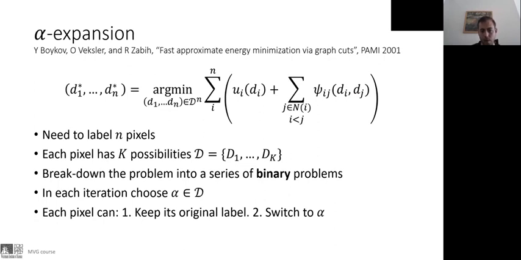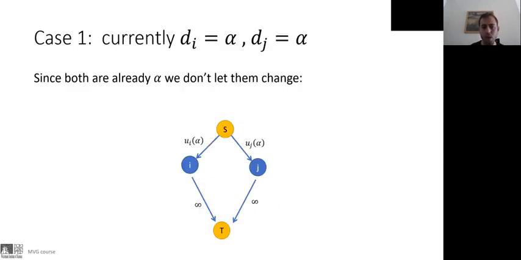Okay, so again, the idea is that we know how to solve binary problems and we use it to solve the non-binary problem iteratively. So let's see how this is done. Consider again neighboring pixels. If originally they both were labeled as alpha, I don't want them to change, because now I'm in an iteration for suggesting pixels to change to alpha.